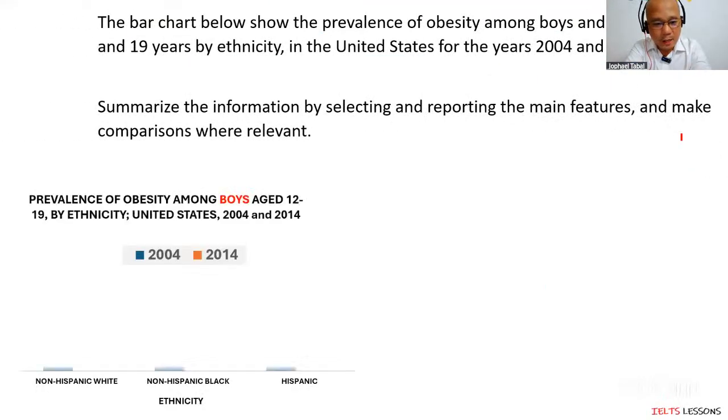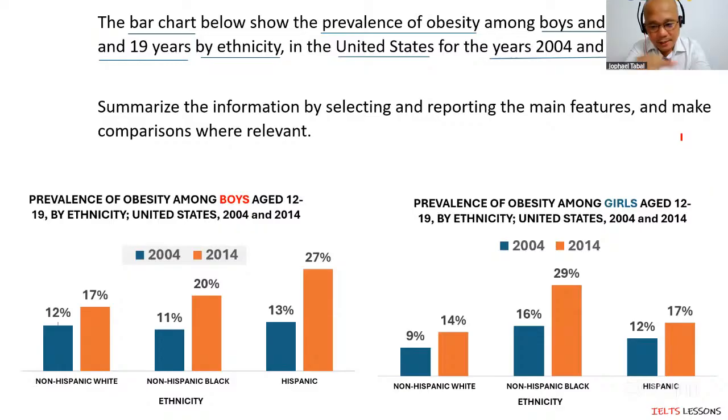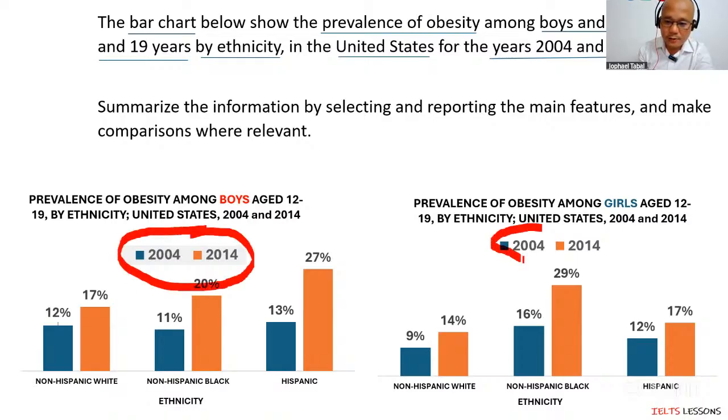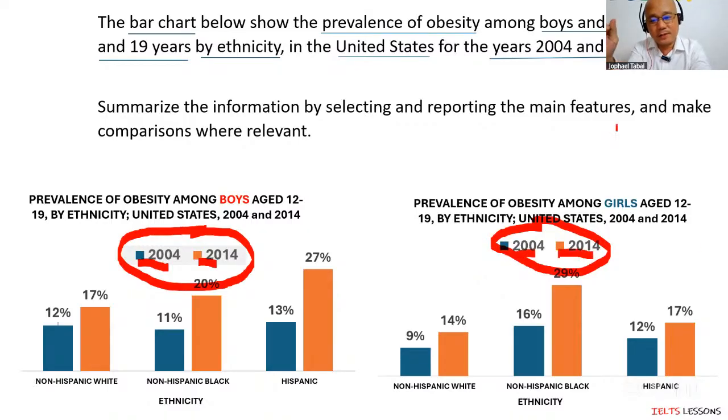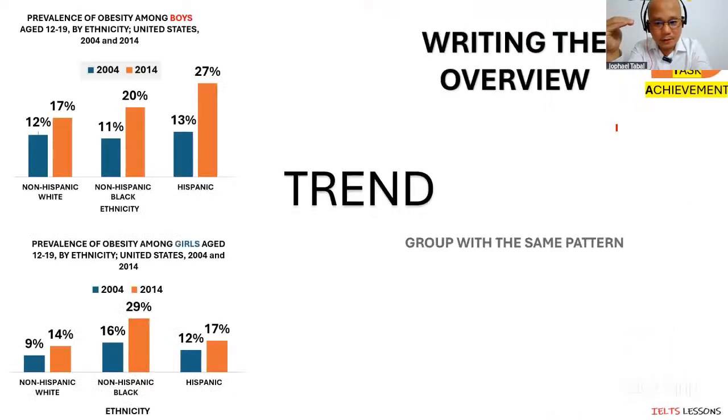Now here, for example, how can we identify the overview in this dynamic graph? Why is it dynamic? As I've mentioned earlier, if there is a series of timelines or two timelines, it's a dynamic essay. So as you can see here, there are two time periods, period 2004 and period 2014. Now, how should we make a clear overview?